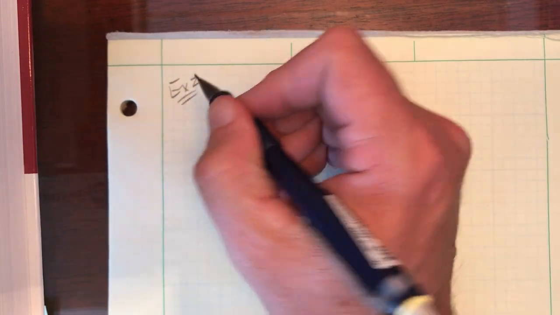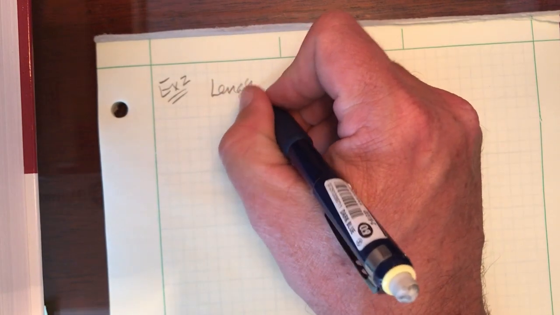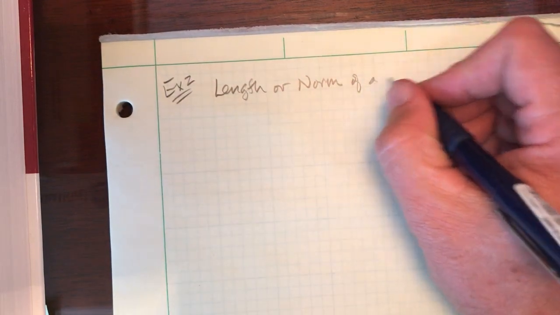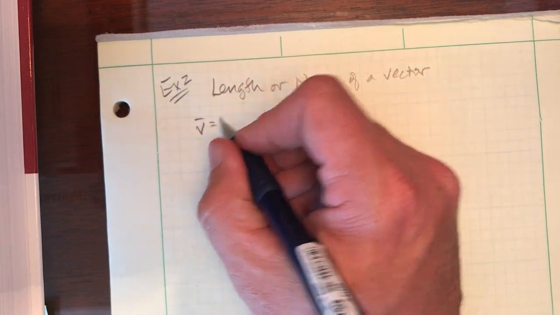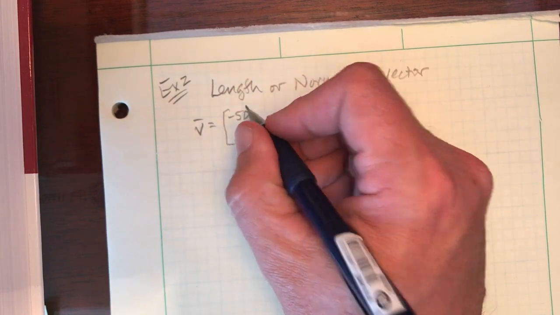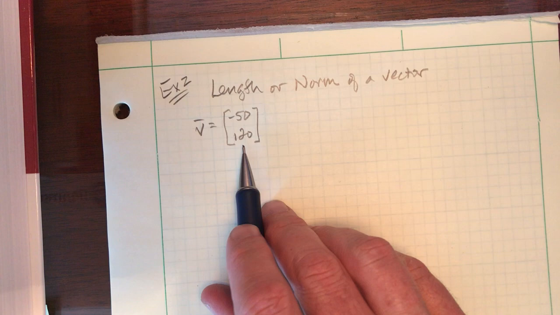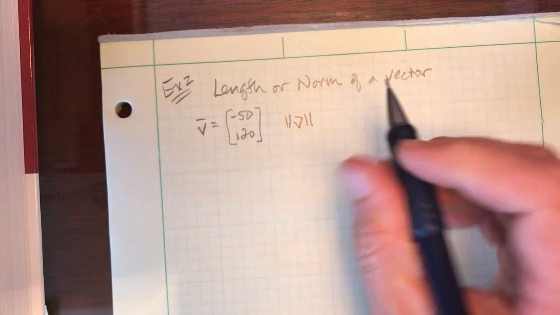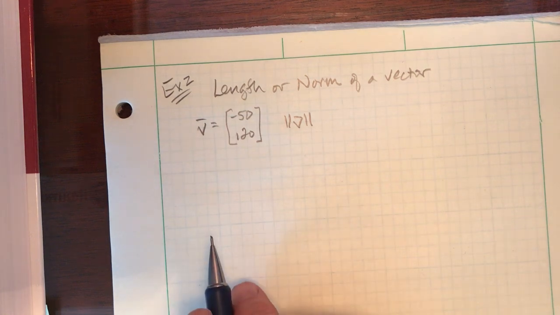You're also going to use this idea of how to find the length of a vector. That's sometimes referred to as the norm of a vector. And let's say I give you a vector v that is -50, 120. So what is the length of this vector in units? Well, you'll be asked like this. First of all, that's vector v, and those double bars on either side is asking what's the length of this vector.